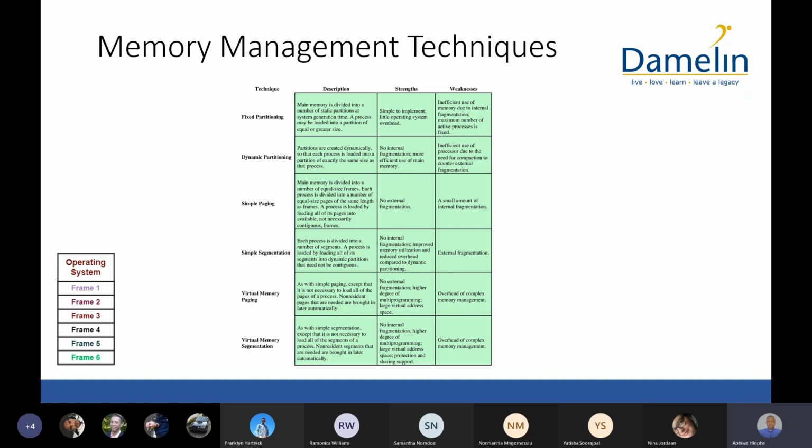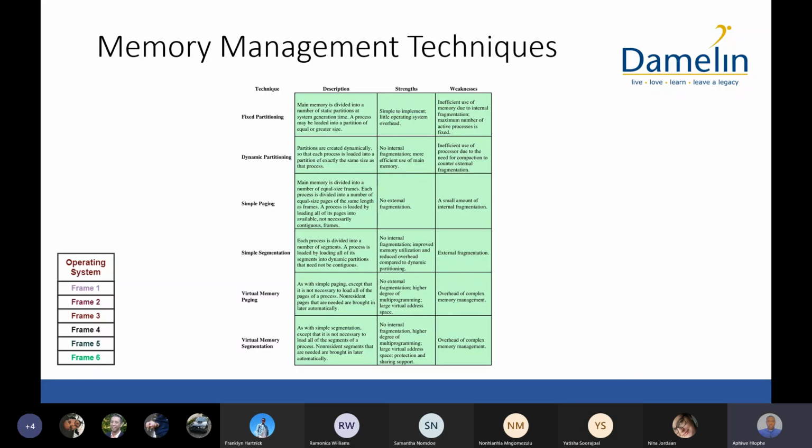So simple paging, that's how it works. We divide the process into pages, we divide memory into equal size frames, and then we send the pages to the main memory. Simple segmentation, we divide them into what? Into segments. And then we send all the segments into the main memory, and dynamic partitioning happens, which means we don't have fixed frames, but we create partitions dynamically based on the sizes of the segments. And we said this could lead to external fragmentation whenever there's dynamic partitioning of the main memory.